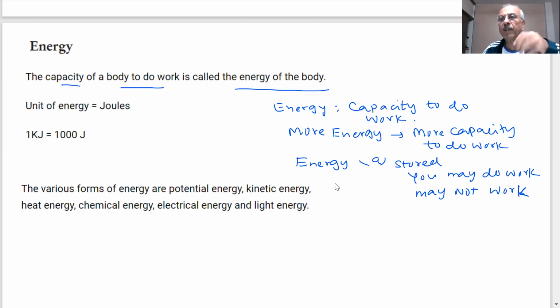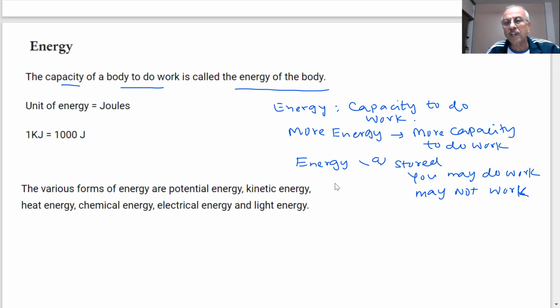And when energy is applied, work will be done, and there will be change in energy. Energy will be lost, and that will be converted into work. Or if work is done on a body, it will change its energy. Suppose a body is at rest and I move it. How will I move the body? I do work. What has happened? The kinetic energy of the body has changed. So there is a change in energy.